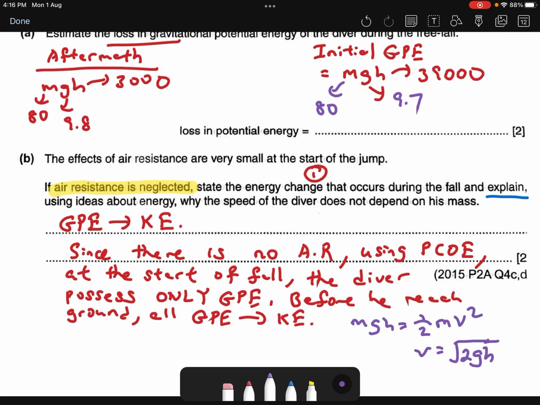Yeah, so that's how we answer this type of question. As long as you quote the formula, it helps you bring your point across better. Just remember, without air resistance, the speed only depends on two things, which are the g and the h, and you just square root the whole thing, then you can get the answer already. Alright.